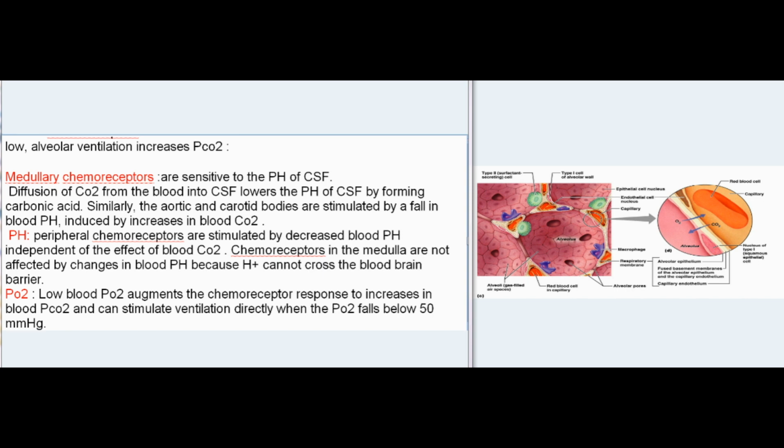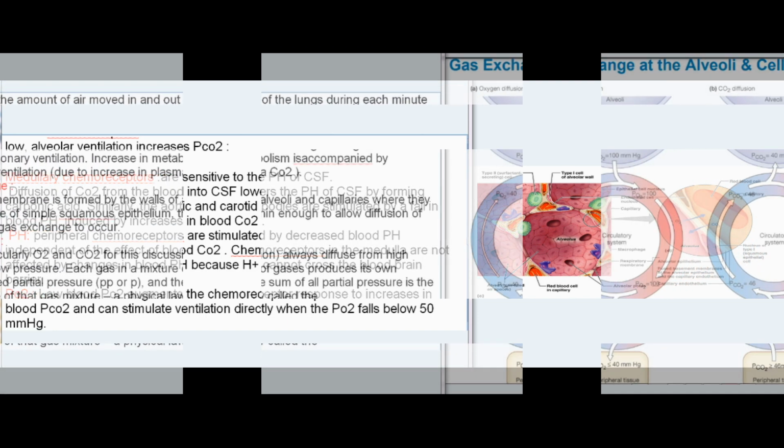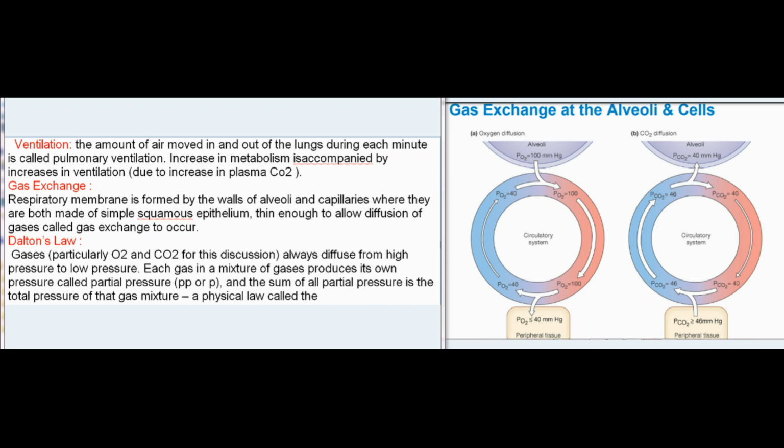PO2: low blood PO2 augments the chemoreceptor response to increases in blood PCO2 and can stimulate ventilation directly when the PO2 falls below 50 mmHg. Ventilation, the amount of air moved in and out of the lungs during each minute, is called pulmonary ventilation. Increase in metabolism is accompanied by increases in ventilation, due to increase in plasma CO2.